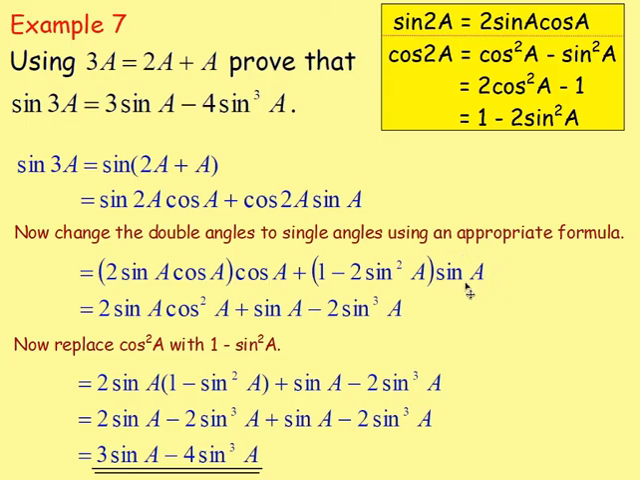If you have 3A as 2A add A, prove that sine 3A equals this. So sine 3A, first of all, you'd write as sine 2A add A. Expand that using your compound angle formula, and then after that you can change the double angles, sine 2A and cos 2A, with your single angles using the formulas up here.